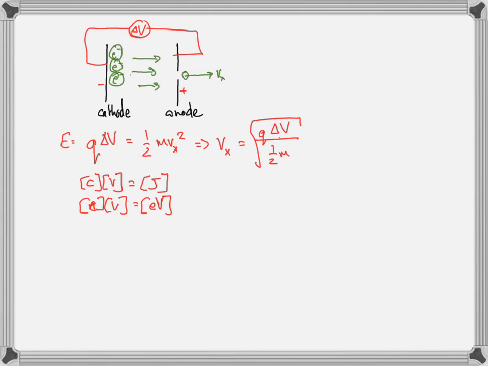And we know that the unit conversion between electron volts and joules is because there's 1.6 times 10 to the minus 19 coulombs in an electron times 1 volt equals 1.6 times 10 to the minus 19 joules per electron volt. Sorry, said that wrong. Coulombs times volts is a joule. So 1.6 times 10 to the minus 19 joules per electron volt. That's our unit conversion between joules and electron volts.